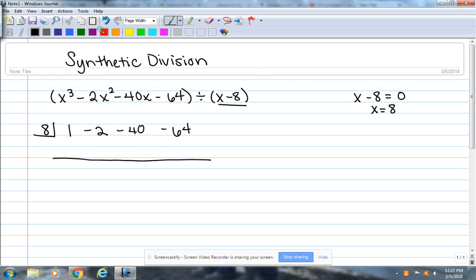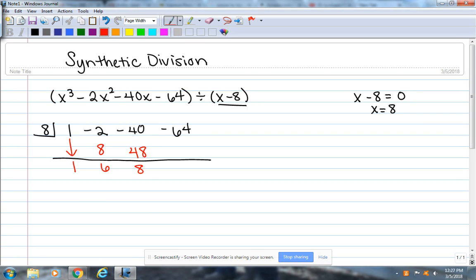And then when we do our synthetic division, we're going to first bring the 1 down. Whatever is on the bottom row, we will multiply by the 8 up in the top left corner. So we bring the 1 down and we say 8 times 1 equals 8. And you're going to put that 8 right there. And then you're going to add down the column. So negative 2 plus 8 equals 6. Now you take your bottom row number and multiply it times your corner. So 8 times 6 is 48. You write the 48 right here, and then add down the column. So negative 40 plus 48 is a positive 8.